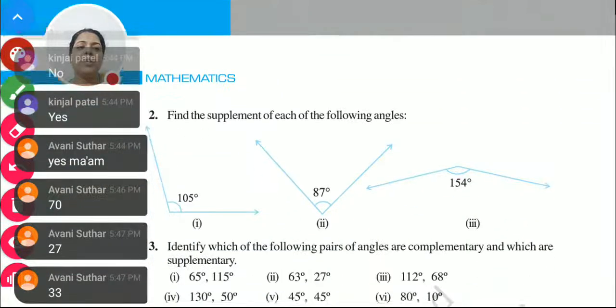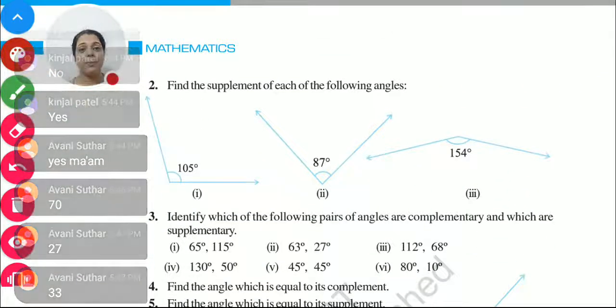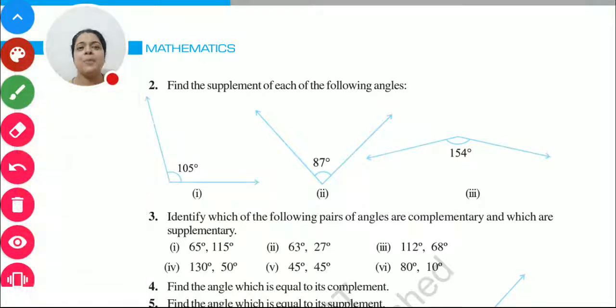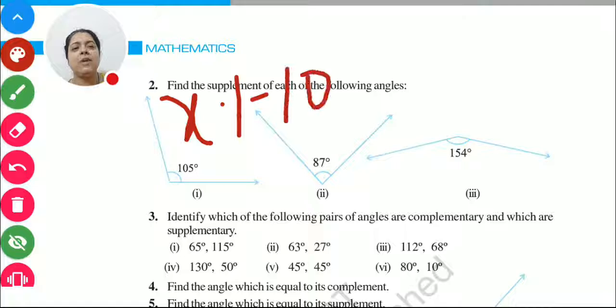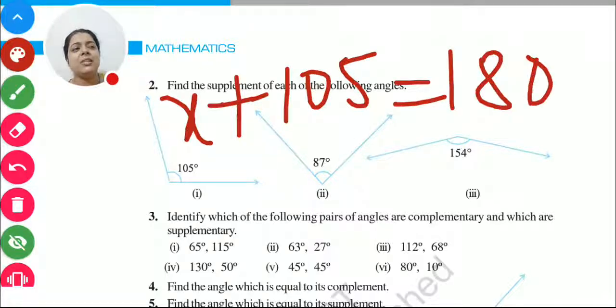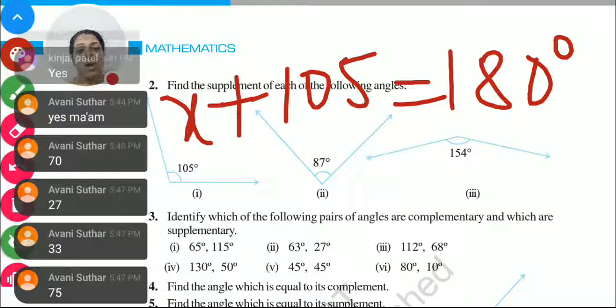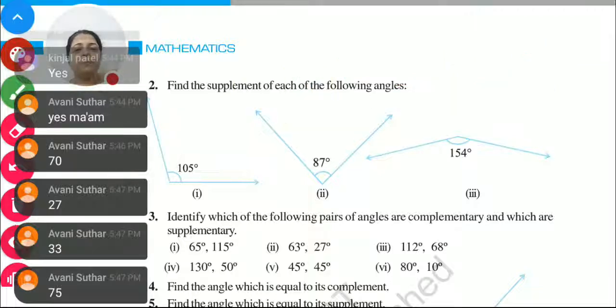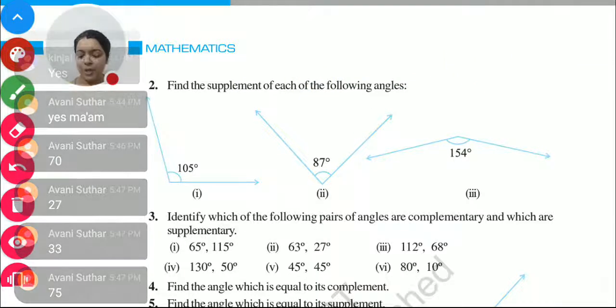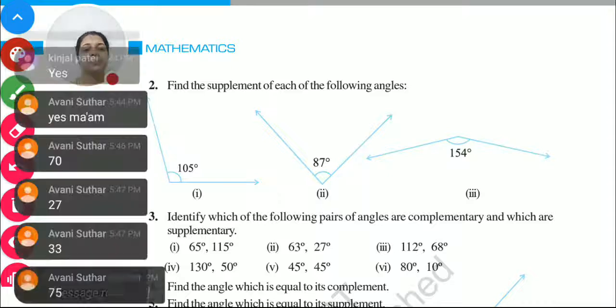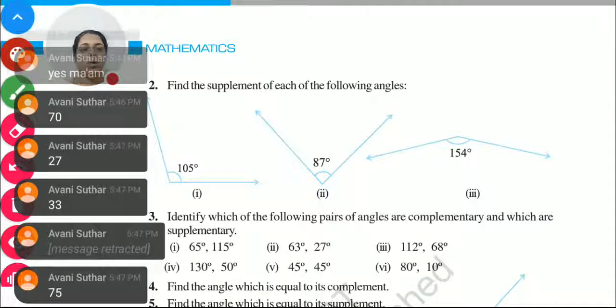So now we are coming to question number 2. Find the supplement of, which means the total sum is supposed to be 180. So x plus 105 is equal to 180 degrees. So this is the formula you need to follow to find out the supplement. Perfect. Very good. So the rest of you are also requested to answer here. Okay, fine. Coming to the next.